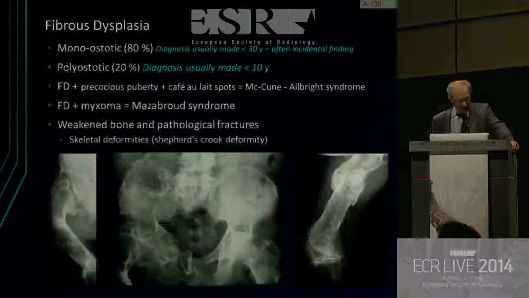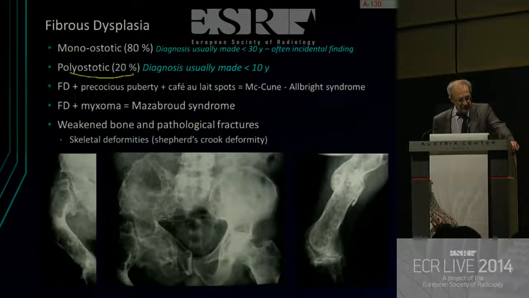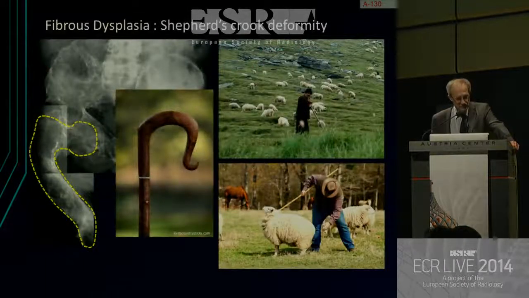So that is a polyostotic fibrous dysplasia, which is often diagnosed before the age of 10. That's only 20% of patients. 80% of fibrous dysplasia is monostotic, and this diagnosis is usually made before the age of 30. A fibrous dysplasia will have weakening of the bone and sometimes pathological fractures. It's not very strong, this tumor. So look at this nice sheep and the shepherd's crook, and you see that the femur, which is not strong enough due to fibrous dysplasia, resembles this shepherd's crook.